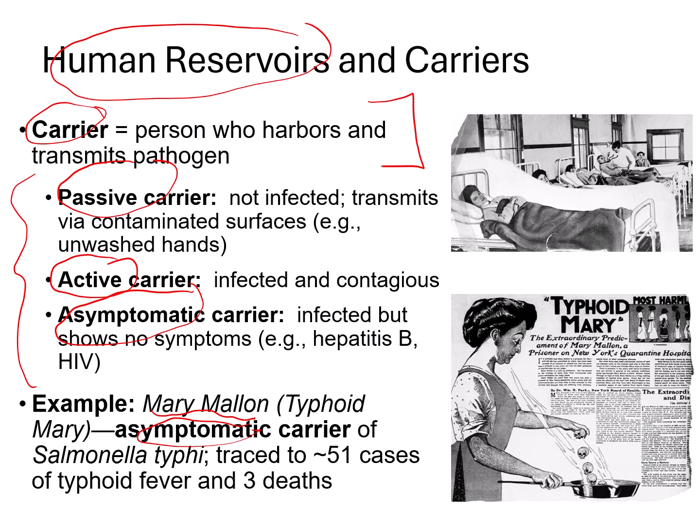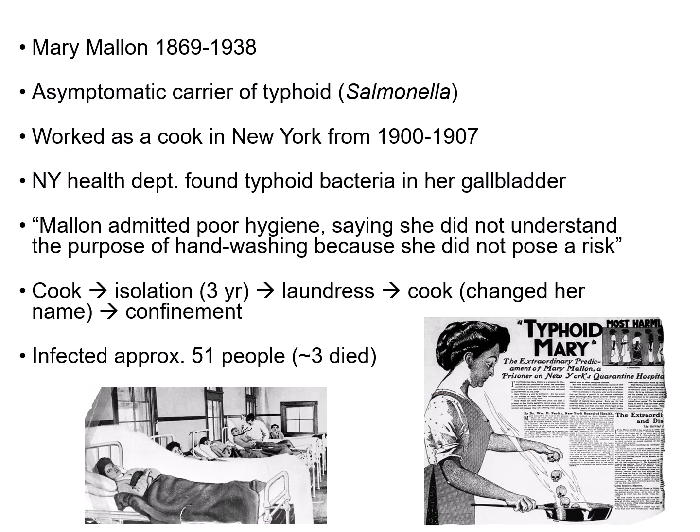Unfortunately, Mary Mallon was a cook. That was her career, and she was asymptomatic, so she actually is connected to a lot of cases, around 51 cases of typhoid fever, including 3 deaths. So Mary Mallon's background is pretty interesting. She worked as a cook for wealthy families in the early 1900s.